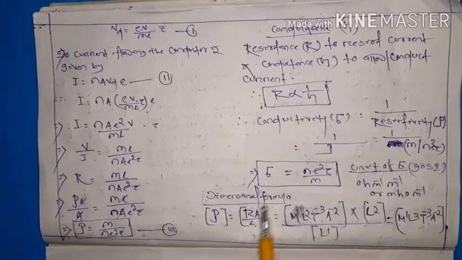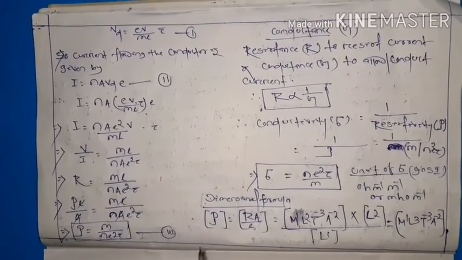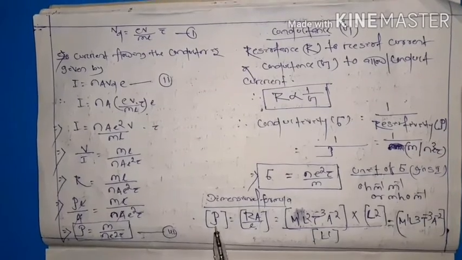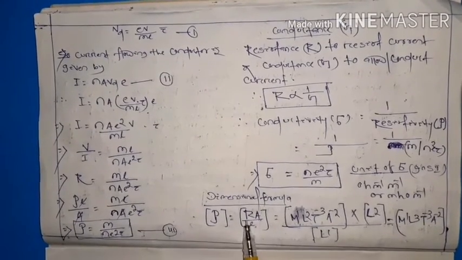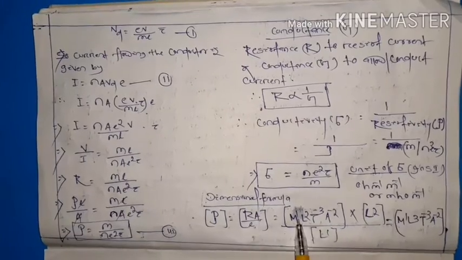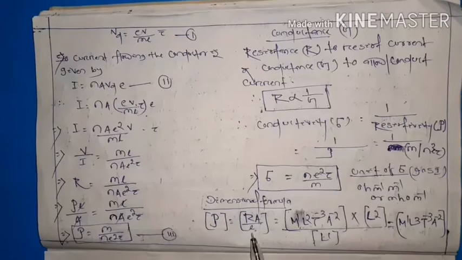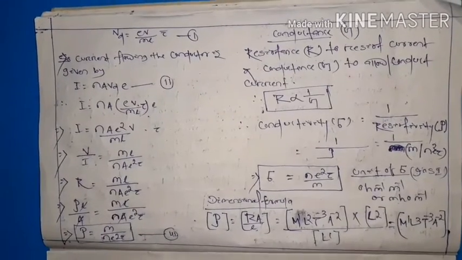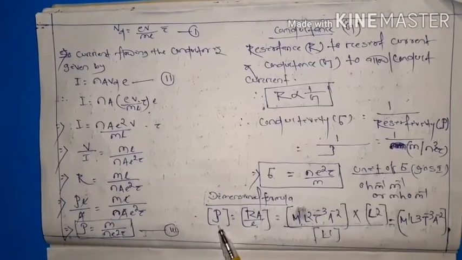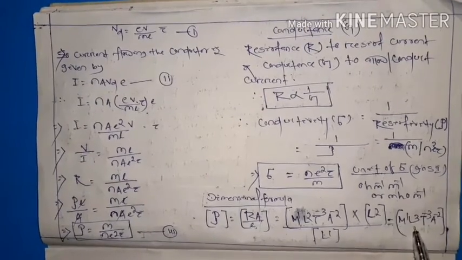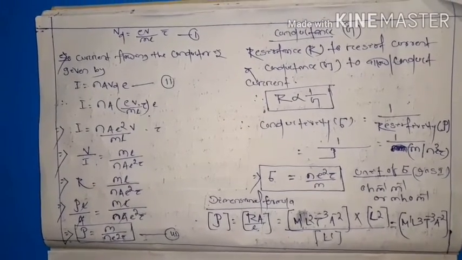Then the dimensional formula of resistivity. Rho is equal to RA by L. The dimensional formula of R is M1 L2 T minus 3 A minus 2. A is equal to L square. L is equal to L1. So after solving, the dimensional formula for rho is M1 L3 T minus 3 A minus 2.